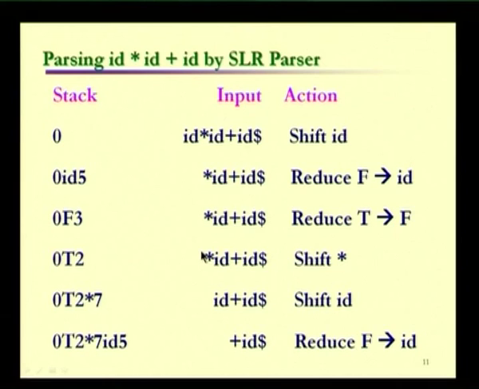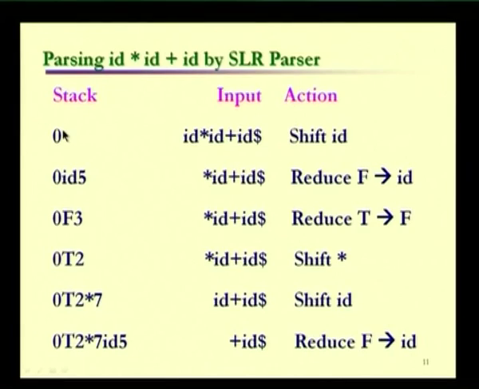The third column will be telling you what kind of action is being carried out in each stage of the parsing process. The stack is initialized with an entry called 0, which says that 0 is the first state from where you have to start the parsing process, and the input is completely loaded with the entire string which is to be parsed, which is terminated by a dollar, which is nothing but the end marker.